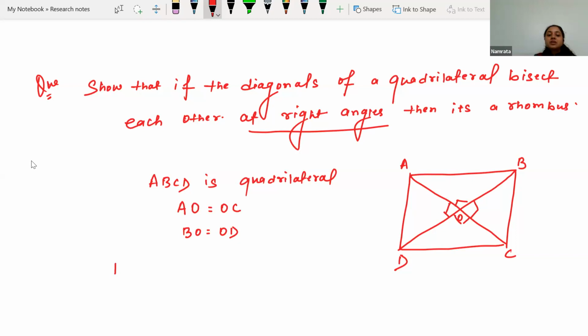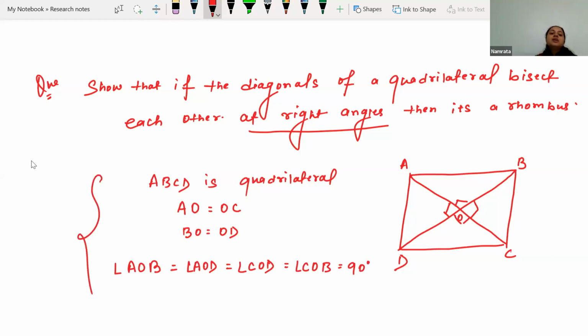So let's write it. It is given that angle AOD is equal to angle COD is equal to angle COB or BOC, whatever you want to write. All are 90 degrees because diagonals are bisecting each other at right angle. These are the given information.